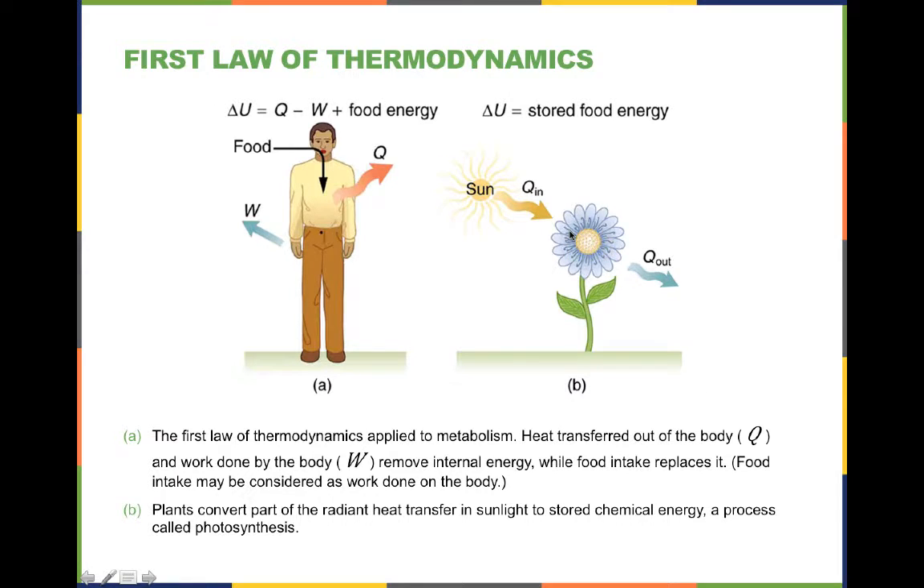In a plant, the sun actually has an input of heat. At the same time, the plant loses heat, but the amount of heat lost by the plant is less than the amount of heat gained from the sun, so the overall delta is positive. And if this person ate this flower, this stored energy would then be used by this individual in order to do their work and also put off heat.